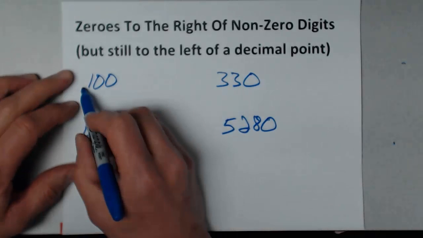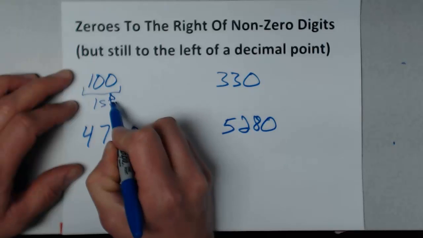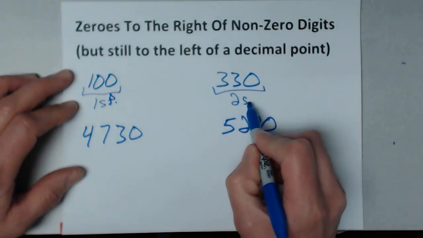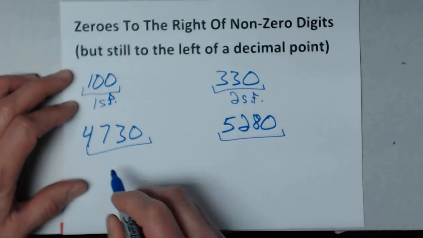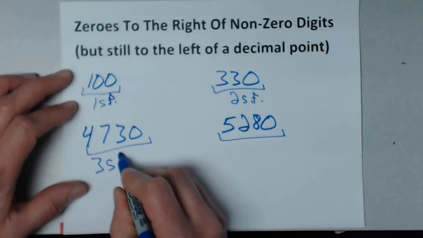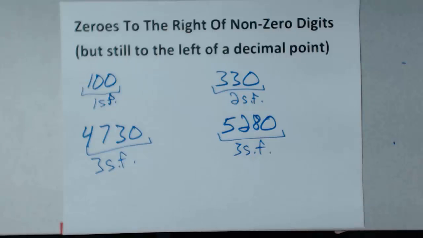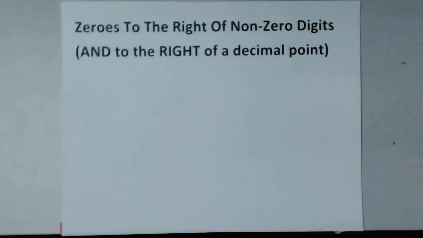So this number has only one significant figure. This number has two. Each of these last two numbers has three significant figures. Without an explicitly written decimal point, those are not significant figures. Zeros to the right of non-zero digits and to the right of a decimal point.